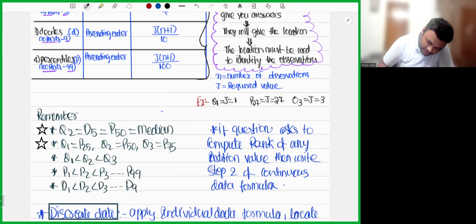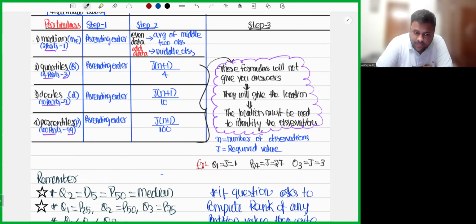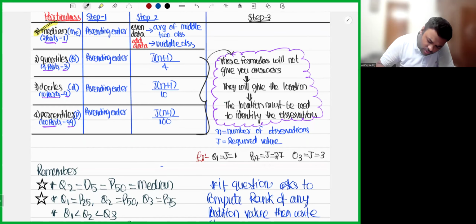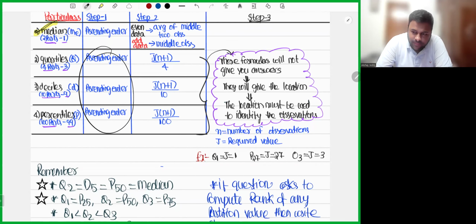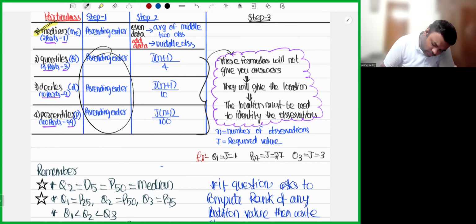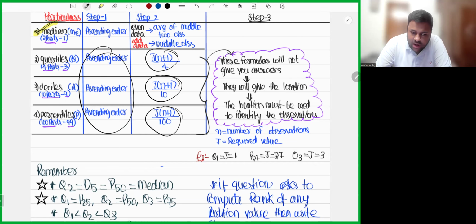Now let's do quartiles, deciles, and percentiles. In quartiles, deciles and percentiles, the first step remains the same. You arrange the data in ascending order. Okay. After that, you will apply one formula. Quartiles divide the data into 4 parts, right? So j into (n plus 1) by 4. Deciles divide the data into 10 parts, right? So j into (n plus 1) by 10. Percentile divides the data into 100 parts, right? So j into (n plus 1) by 100.